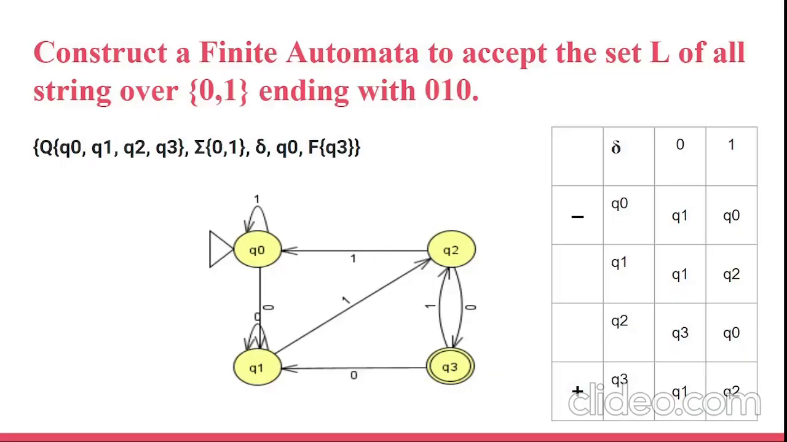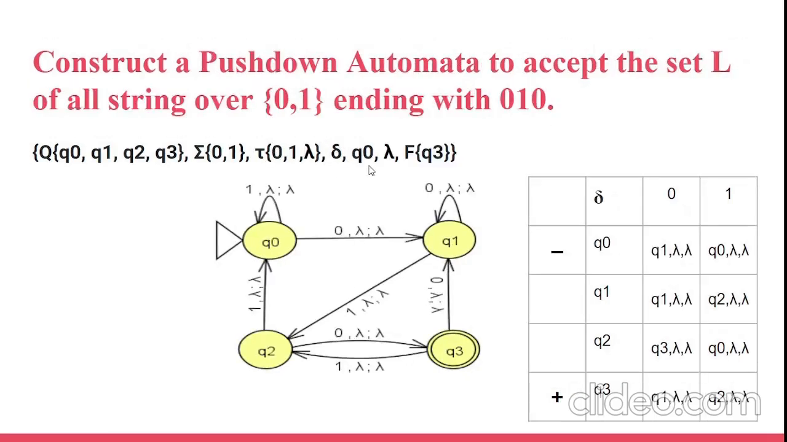Let's move to the second question. The second question was to construct a PDA for the same language, that is, a PDA for strings ending with 010. The pushdown automata is more powerful than finite automata. It is a 7-tuple. It contains Q, sigma, tau, delta, q0, the stack symbol, which we can call Z0 or lambda, and F.